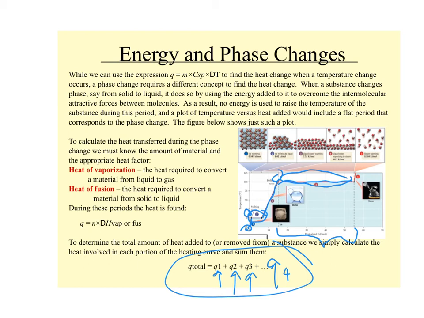Okay, so total heat of these phase changes from solid to liquid to gas is this Q1 plus Q2 plus Q3 plus whatever steps are involved. And so now you've got heat of vaporization, you've got heat of fusion, right? And those heats are the amount of energy that must be put in during those periods. You can find those using this Q, where you take into account the moles and the delta H of vaporization or the delta H of fusion, right?